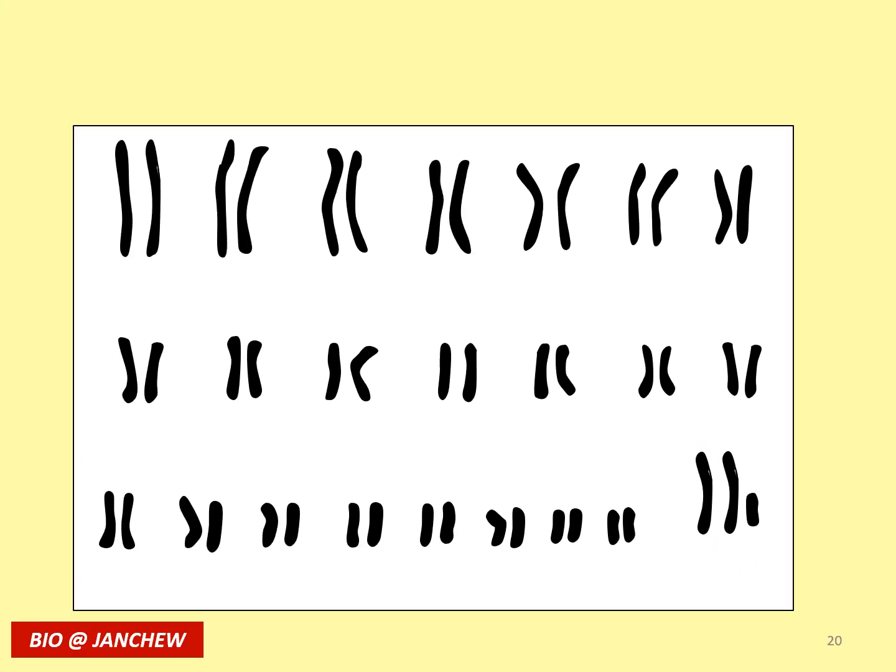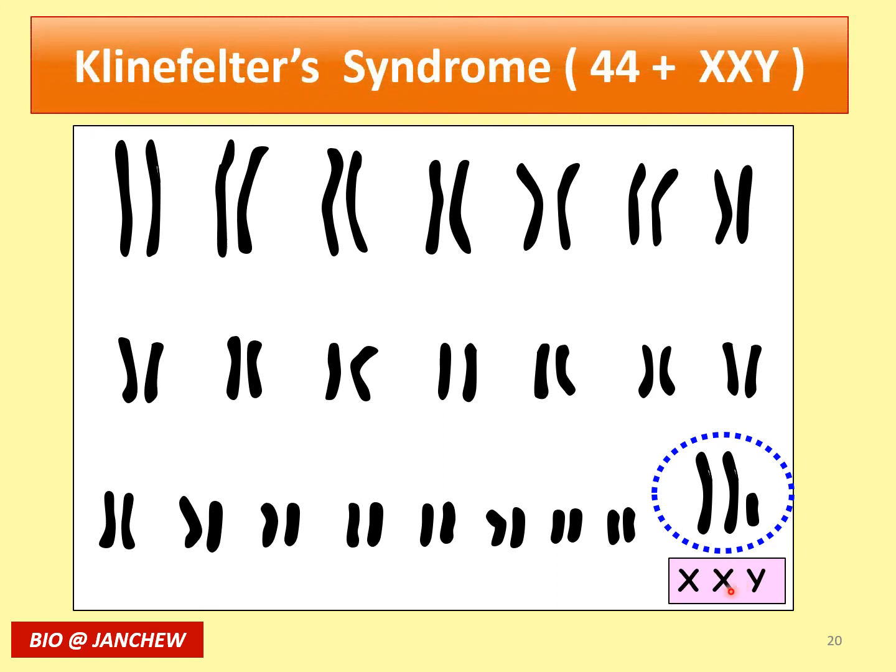How about this karyotype? Is it a normal karyotype? Not exactly, right? So the abnormality again is in the sex chromosomes. Instead of having two sex chromosomes, there are three. Okay, so this syndrome is called Klinefelter syndrome because there are two X chromosomes and the short one is the Y chromosome. So in Klinefelter syndrome, the patient has 44 autosomes and the three sex chromosomes, XXY, in each cell.